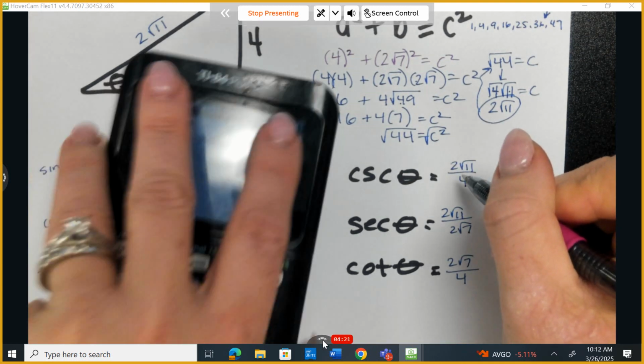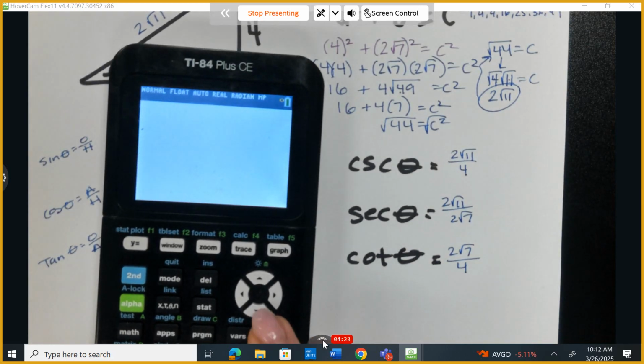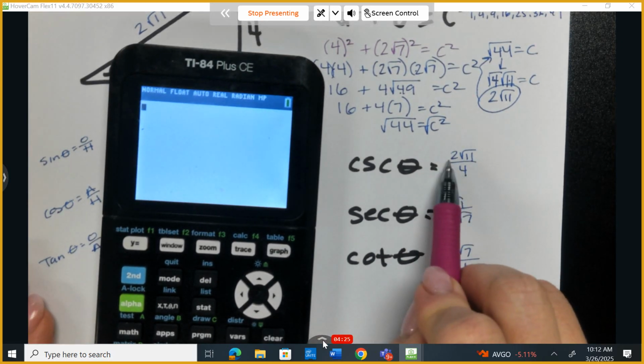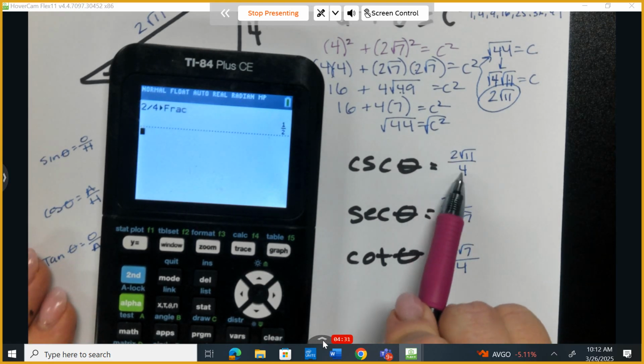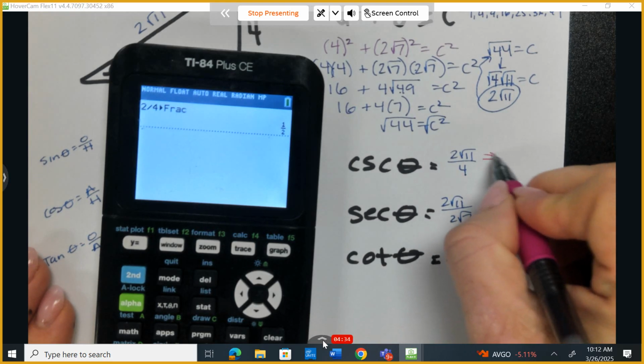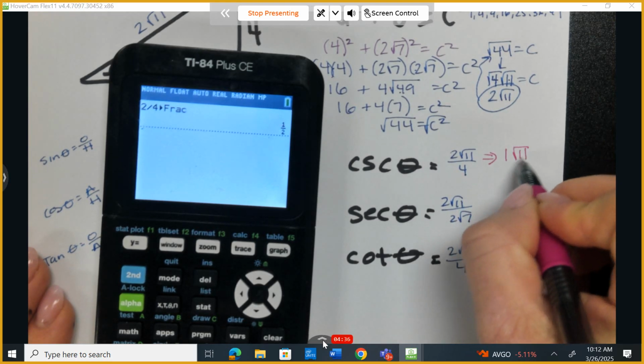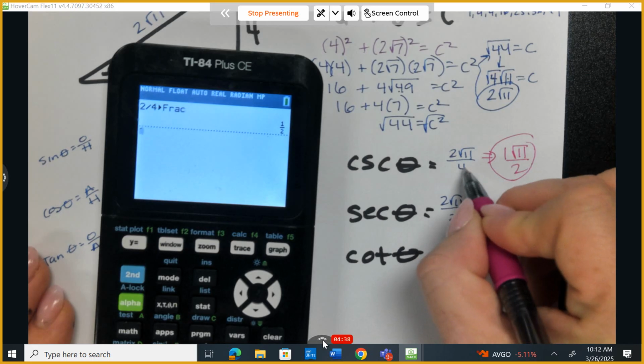If you're not great with doing that mental math, you can take, and by the way, these are like terms. Right? They both don't have a square root on them. So I can go 2 divided by 4, I could hit math, fraction, enter, enter, and I can see 2 over 4 reduces to 1 over 2. So this can be rewritten as 1 square root of 11 over 2. I reduce the 2 and the 4.